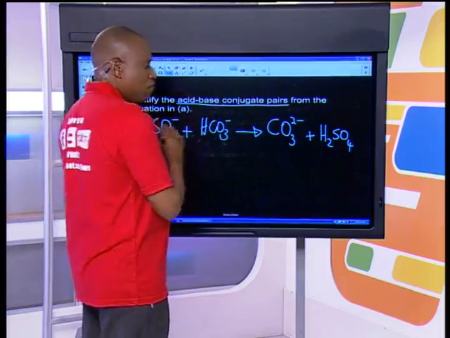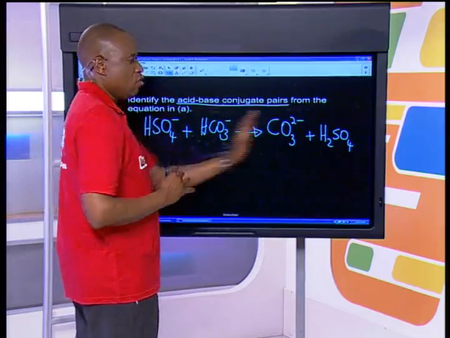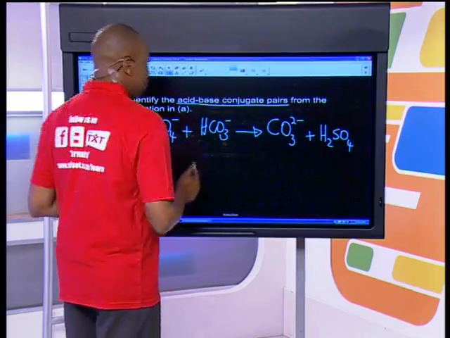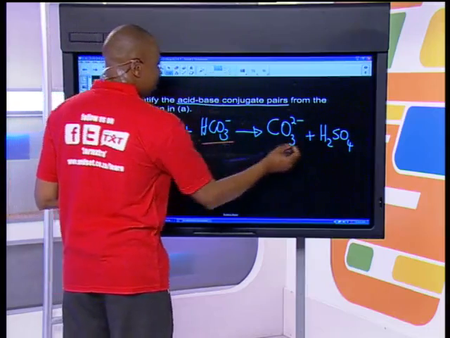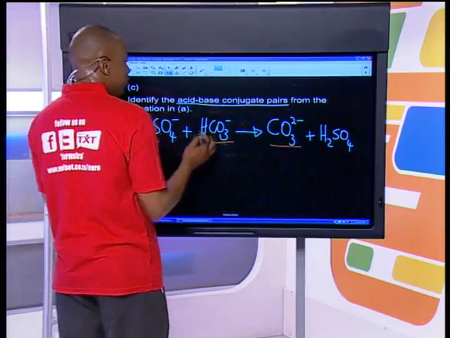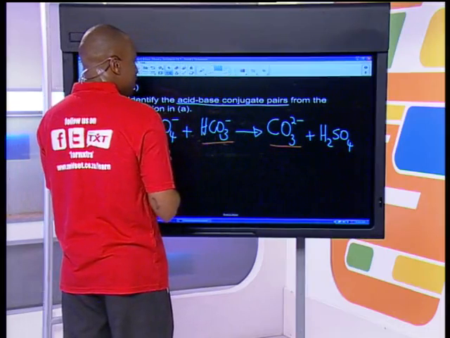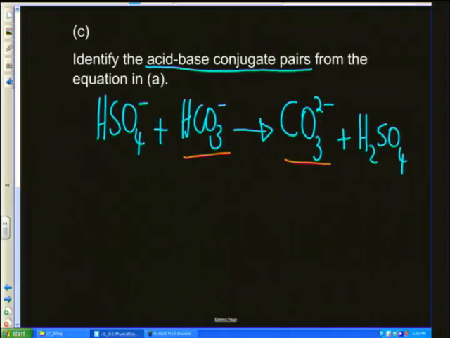Now, acid-base conjugate pairs will differ by a proton. We can then look from left to right and see those substances that differ by a proton. Quickly, you can see from the bicarbonate ion, moving from left to right, that the bicarbonate ion and the carbonate ion are distinct from each other by the fact that one is a proton less than the other. Okay, the carbonate ion is a proton less than the bicarbonate ion. So the two are acid-base conjugate pairs.